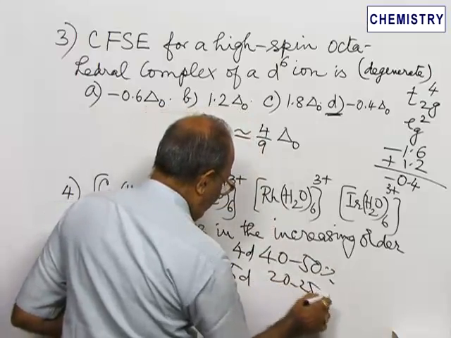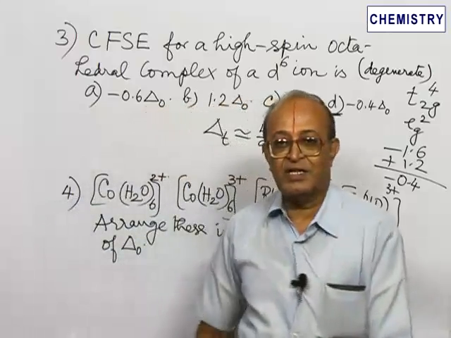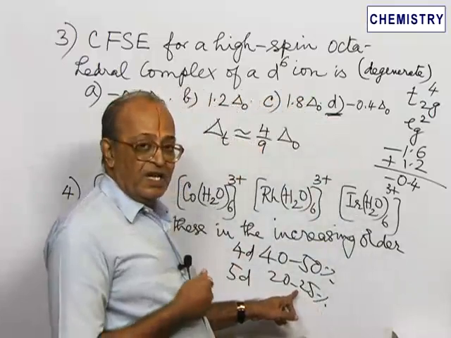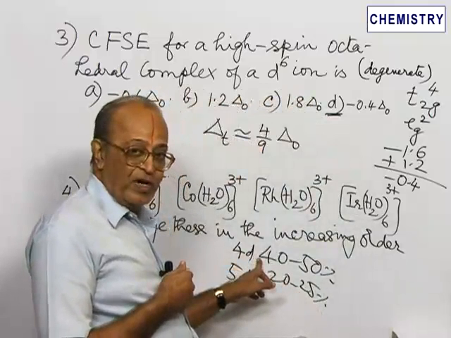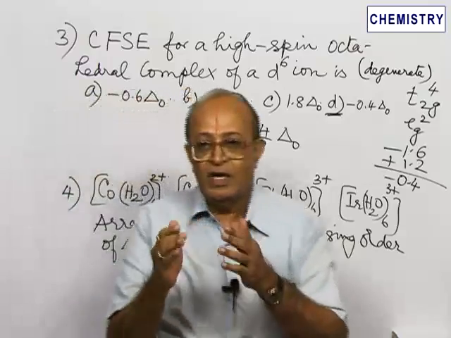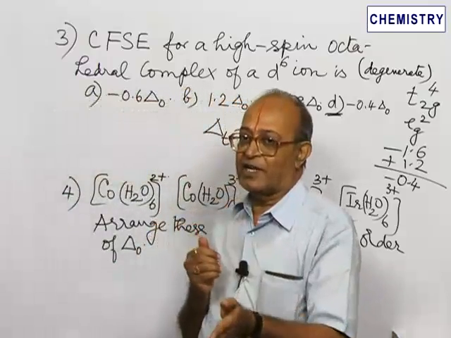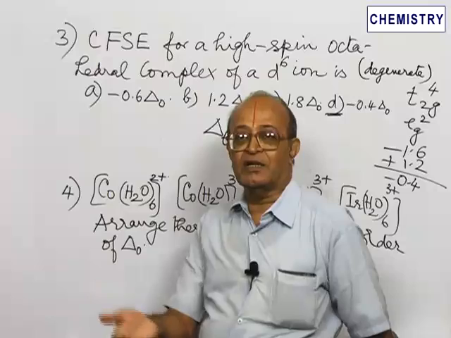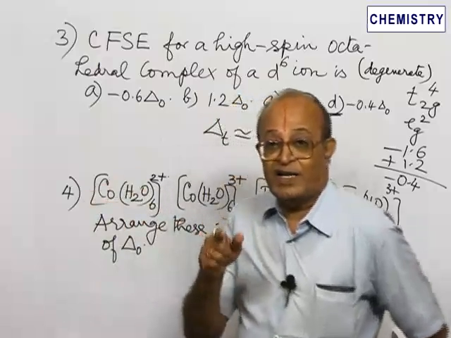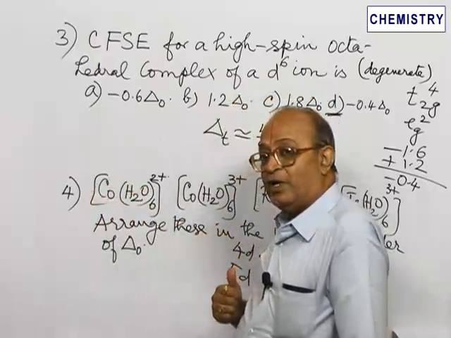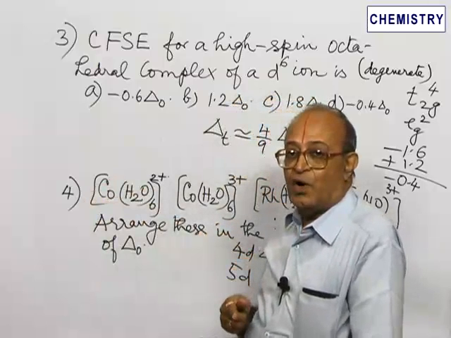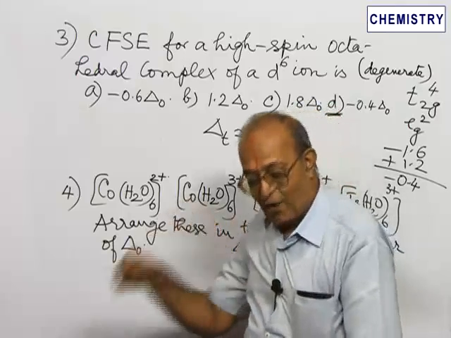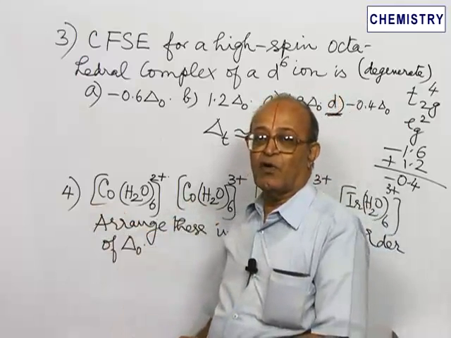And in the case of 5D transition element, roughly 20 to 25% increase in the value of delta O from 4D. So if you have a particular value of delta O for 3D, for 4D roughly 40 to 50% increase from that of 3D. 5D central element, you will have 20 to 25% increase in the value of delta O compared to that in 4D. Now bearing all these points, come to question number 4.